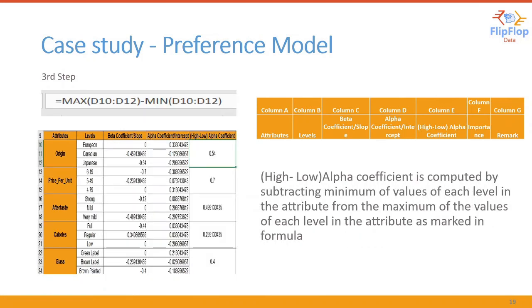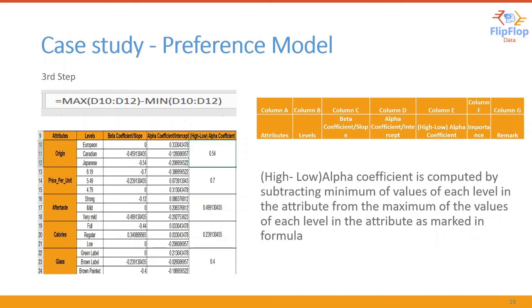Then comes our third step. Third step is identifying the range, that is, the high minus low alpha coefficient. How do we compute that? We compute that by subtracting the minimum values of each level in the attribute from the maximum values of each level in the attribute, as marked in the formula again.